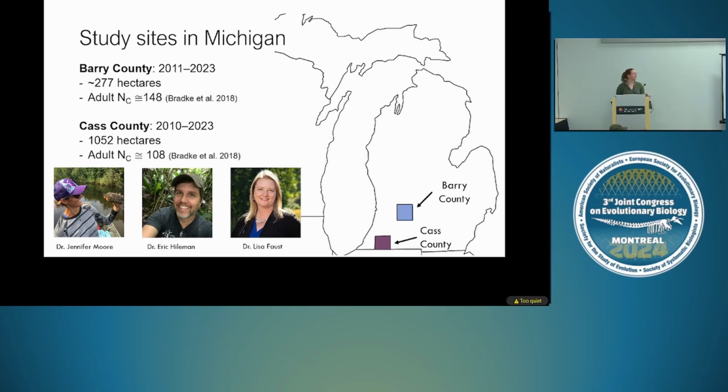So these studies occur at 2 different Massasauga populations in southwestern Michigan, and these long-term monitoring projects are run by my collaborators, Jen Moore at Grand Valley State University, Eric Heilman at West Virginia University, and Lisa Faust at the Lincoln Park Zoo. Both these sites are fairly good habitat for Massasaugas, but they are surrounded by kind of a matrix of agriculture, so they're also fairly isolated.